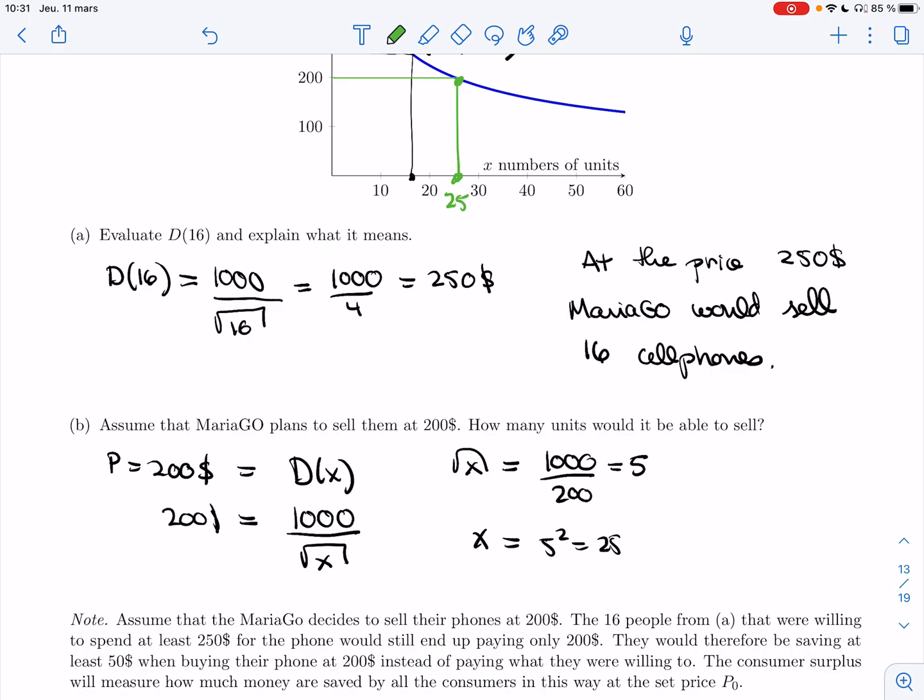All right, so if Mariago sets the phone price at 200 instead of 250, it would actually sell more phones, of course, because if you lower the price, you increase the number of people willing to buy it. So you would actually sell 25 phones.